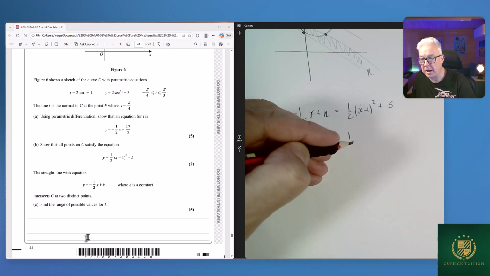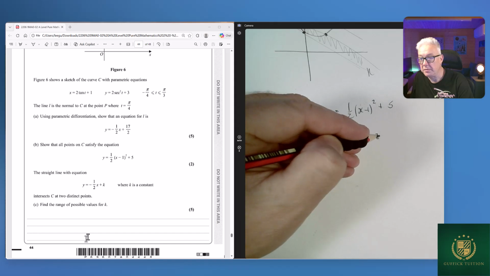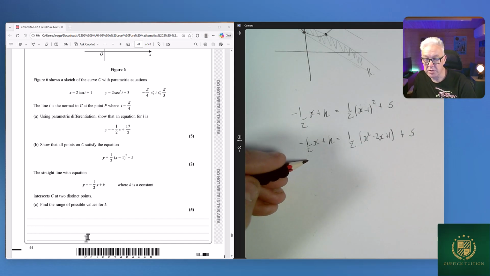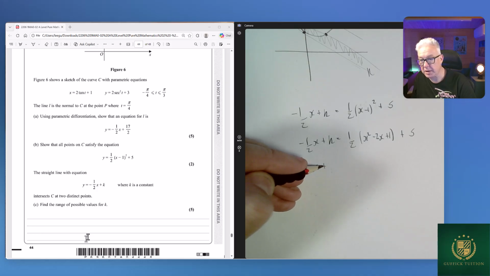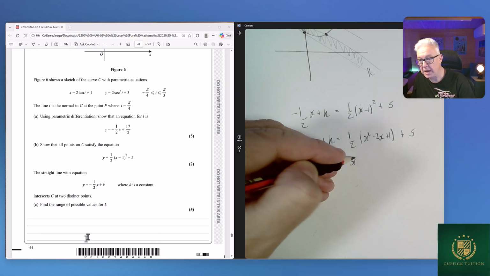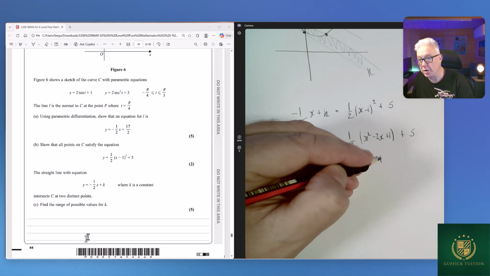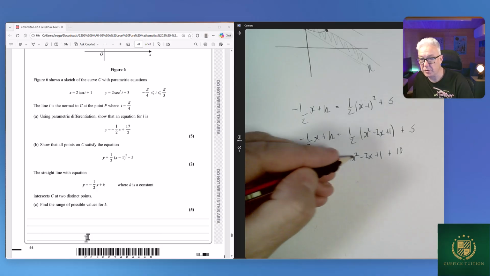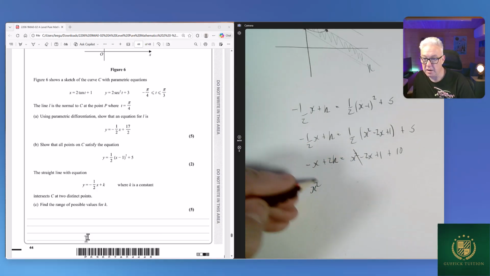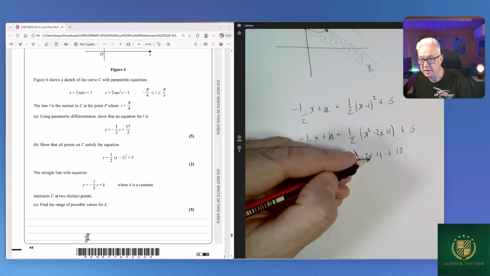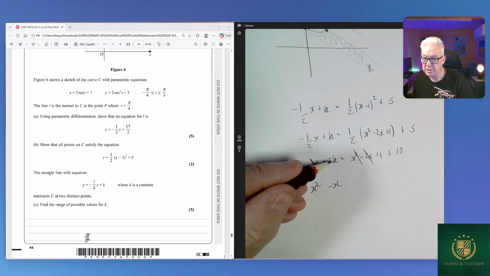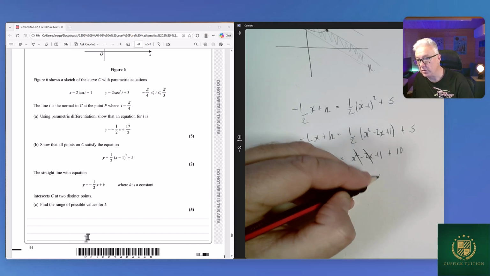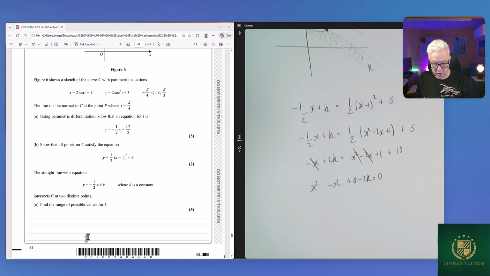So we've got minus a half x plus k. When I expand this, I get a half, open bracket, x squared minus 2x add 1, plus 5. Okay, I'm going to now double everything. So minus x plus 2k is equal to x squared minus 2x plus 1 plus 10. From here, let's get everything over one side. So I've got x squared there. I'm going to say minus x because I add x to both sides. I'm going to say I've got over here plus 11 minus 2k equals 0. Okay, so that's my quadratic equation.